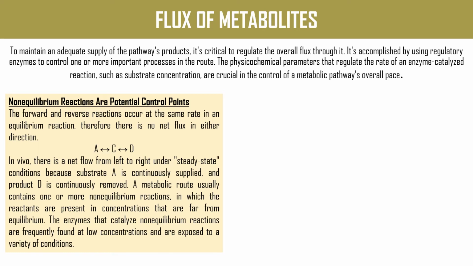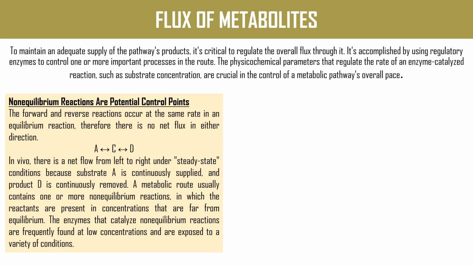Forward and reverse reactions occur at the same rate in an equilibrium reaction, therefore there is no net flux in either direction. In vivo, there is a net flow from left to right under steady state conditions because substrate A is continuously supplied and product D is continuously removed.